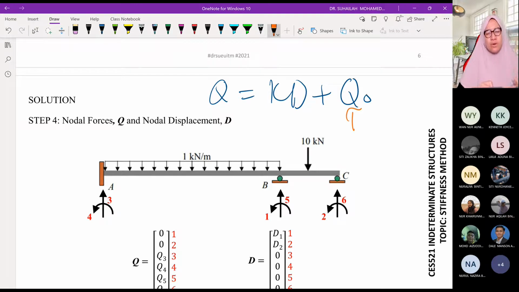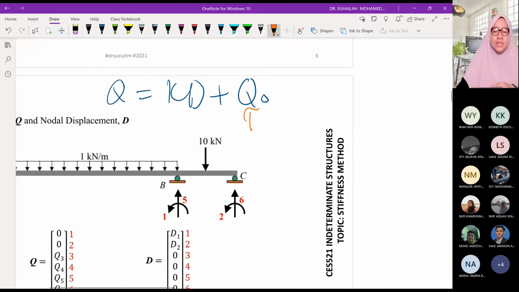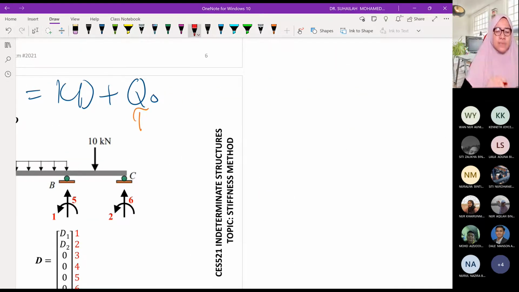So what are equivalent nodal forces? They are the same as when we calculate FEM, fixed end moment, but here we must include not only the moment but also the vertical reaction. It is the fixed end reaction. So this Q naught is the equivalent nodal forces.